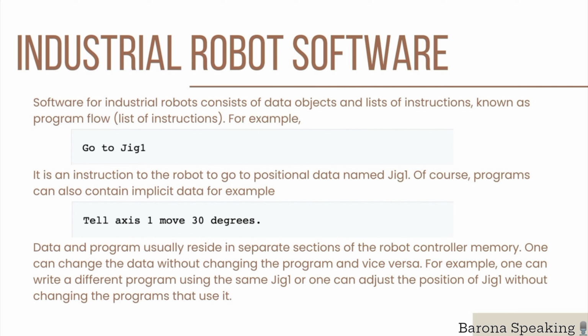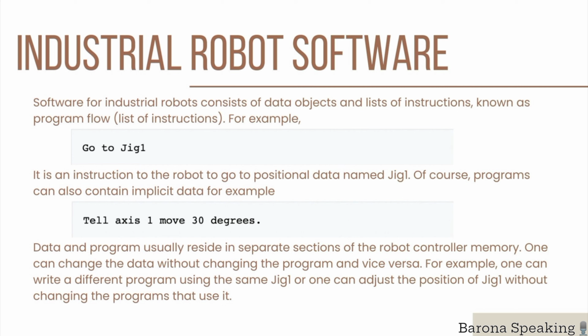On the other hand, software for industrial robots consists of data objects and a list of instructions known as program flow. For example, "go to jig 1" is an instruction to the robot to go to positional data named jig 1. Of course, programs can also contain implicit data. For example, tell axis 1 to move 30 degrees.